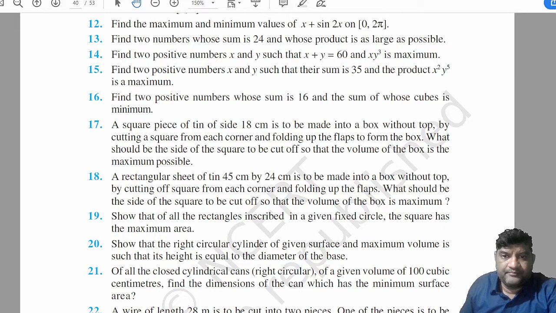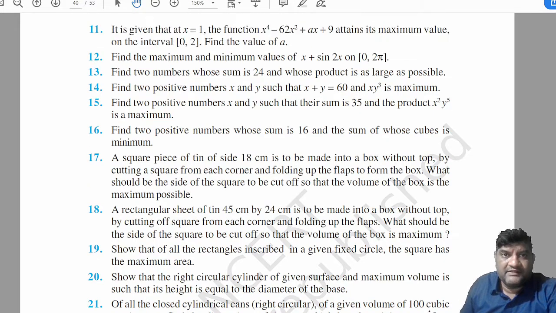So let's look at this question here. You see, he has already mentioned the variables for you and the sum is 35. Find two positive numbers such that the sum is 45 and the product is maximum, which means I need to find the maximum or the minimum for this particular equation here.